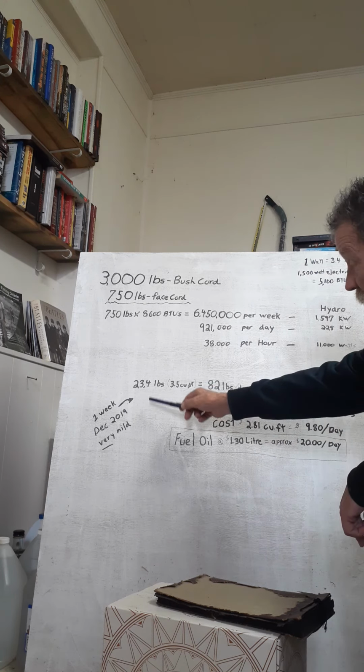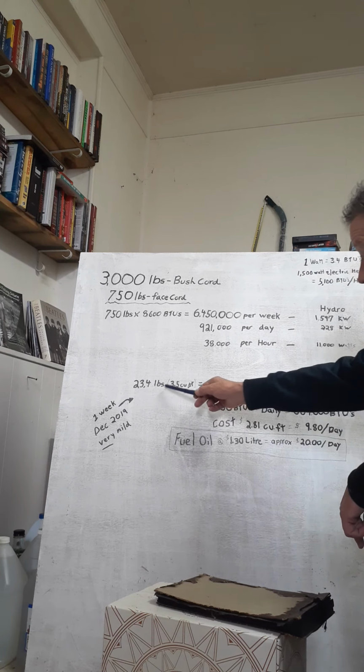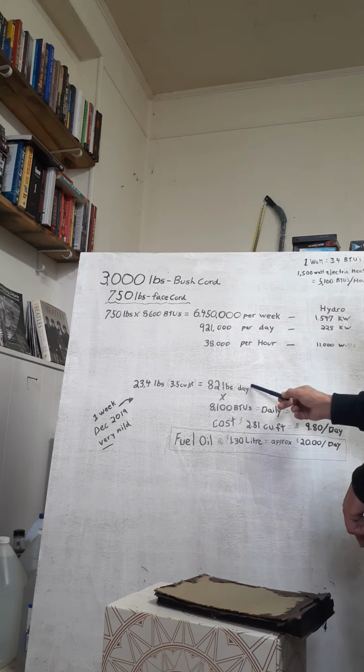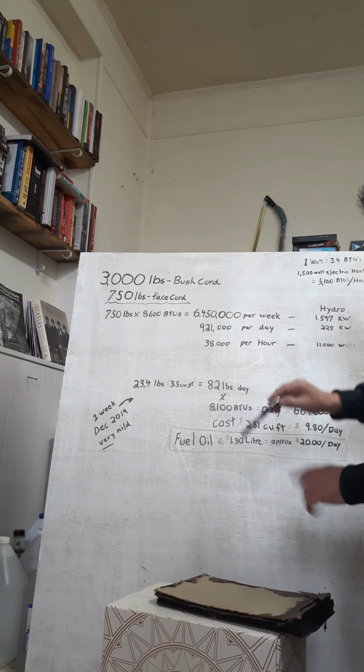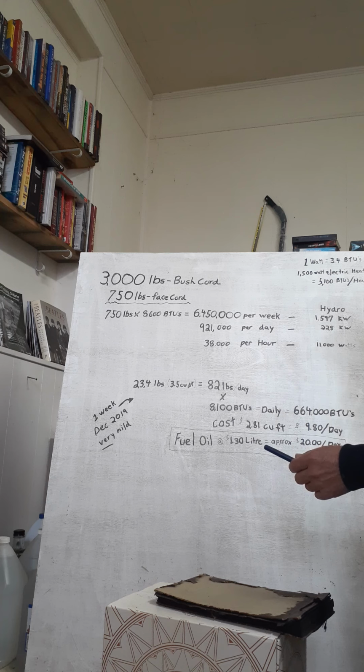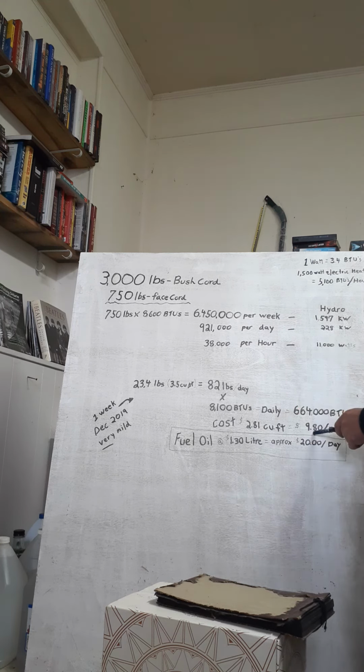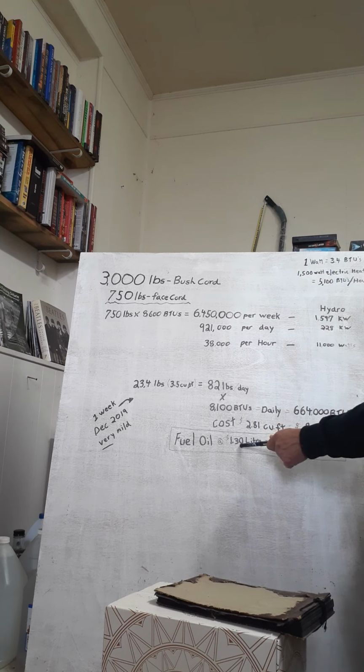So then that week I burnt a face cord of wood. How many pounds, how many cubic feet per day, times, somehow I muddled 8,100 and 8,600 here, but that's my error. Don't worry about it. Again, the percentage. So I assume I based that on $400 a bush cord. Cost me $9.80 a day. Fuel oil at that time was $1.30 a liter, so it would have cost me $20 to heat with fuel oil rather than wood.